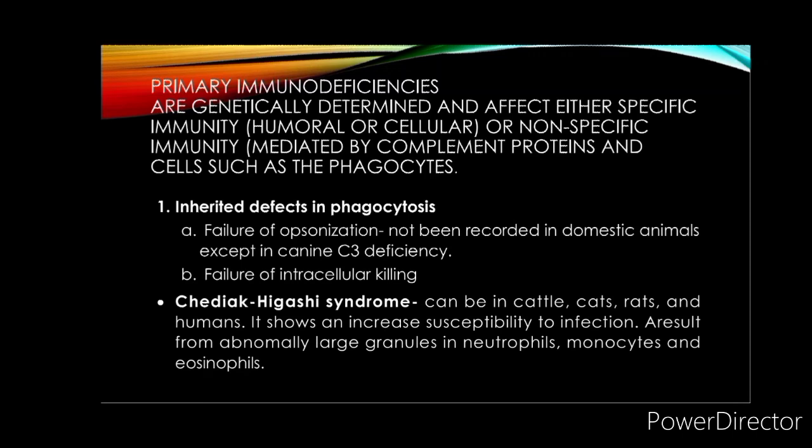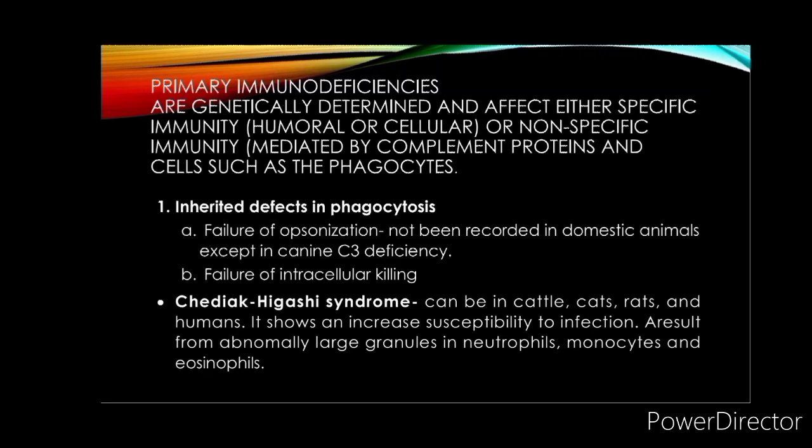And next, we have the failure of intracellular killing. Under it, we have the Chediak-Higashi syndrome. It is a syndrome that can be seen in cattle, cats, rats, and humans. It shows an increased susceptibility to infection, a result of abnormally large granules in neutrophils, monocytes, and eosinophils. The enlarged neutrophil granules result from the fusion of primary and secondary granules or abnormal lysosomes.